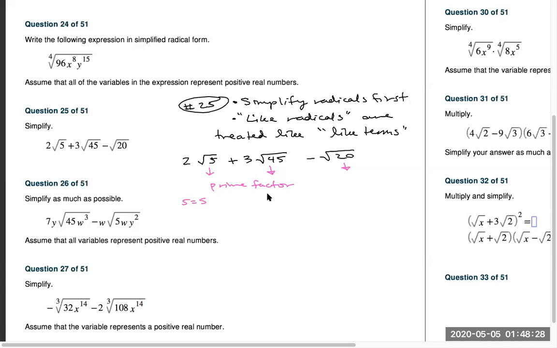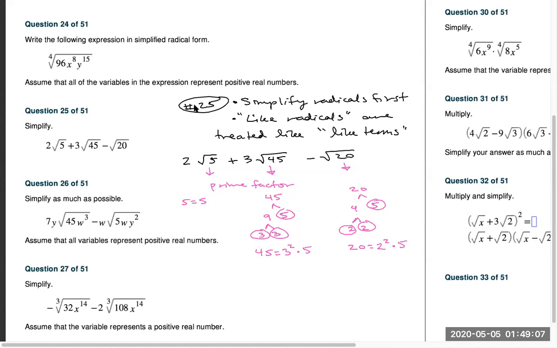For 45, you're going to have 9 times 5, which is 3 times 3 times 5. So 45 is 3 squared times 5. And then 20 is 4 times 5, and 4 is 2 times 2. So 20 is 2 times 2 times 5. That's 2 squared times 5. Okay.